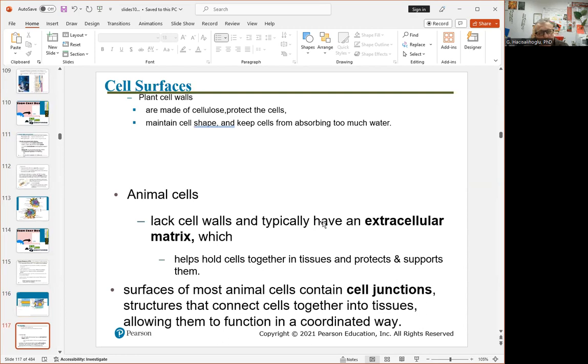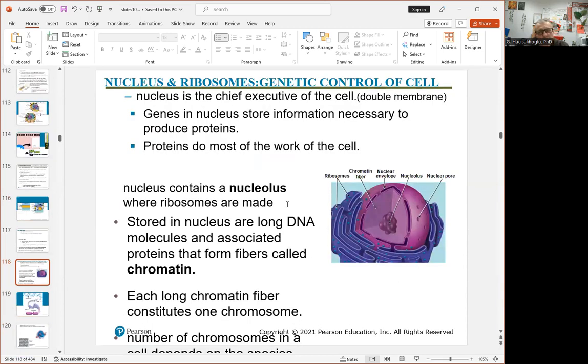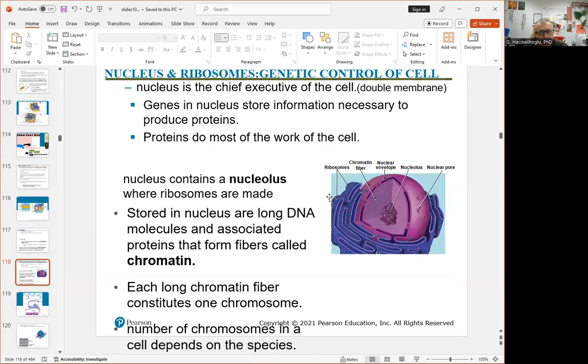In animal cells there is no wall, but sometimes there is an extracellular matrix, which is basically outside of the plasma membrane. The nucleus is obviously very important in animal and plant cells. Most DNA is located in the nucleus, inside the nucleolus, and there are also proteins, chromatin, and other components.